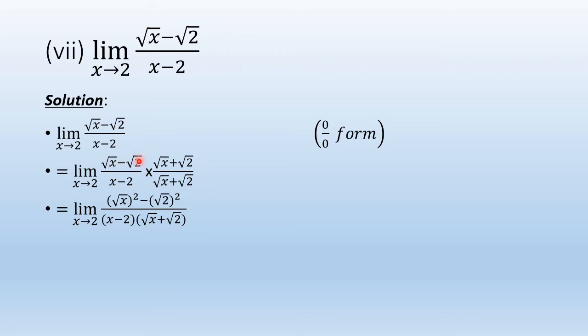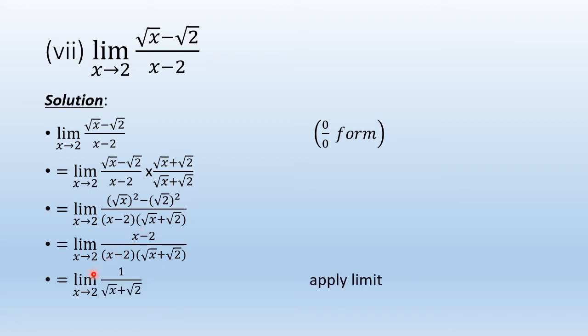In turn the square and square root will cancel each other, and we will get x − 2 here. This x − 2 gets cancelled with this x − 2, and we are left with limit when x tends to 2, 1 by (square root of x plus square root of 2). Now we can apply the limit, and the result is 1 by (square root of 2 plus square root of 2), which equals 1 by 2 times square root of 2.